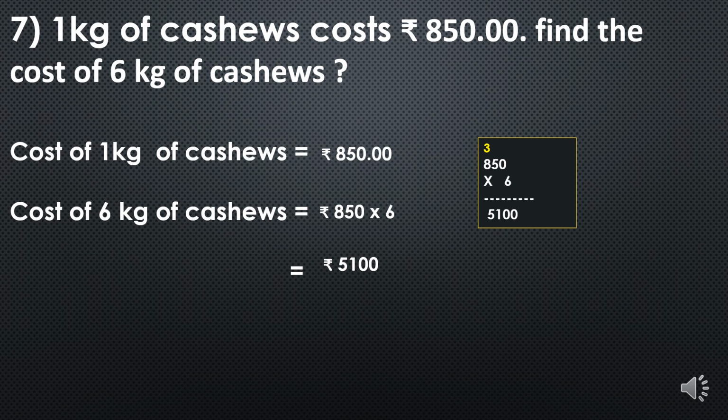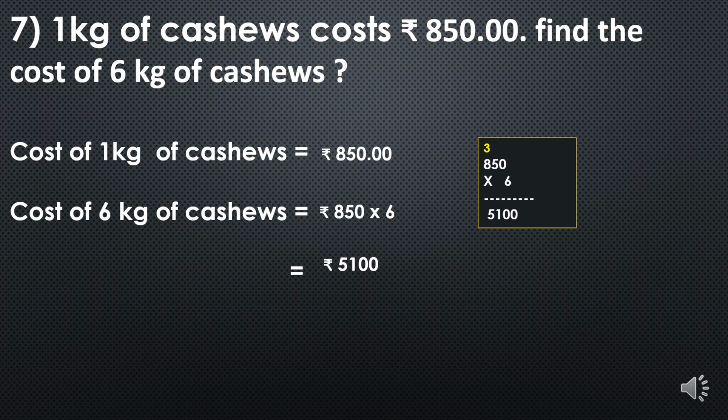Now all of you read question 7. 1 kg of cashews costs rupees 850. Find the cost of 6 kg of cashews. 1 kg of cashews costs 850 and we want to find the cost of 6 kg of cashews. So we can write what all is given here. Cost of 1 kg of cashews equal to rupees 850. Cost of 6 kg of cashews equal to, how to find?